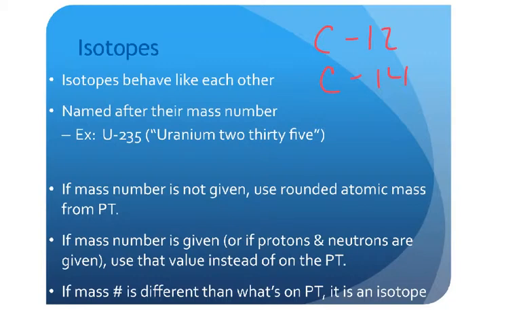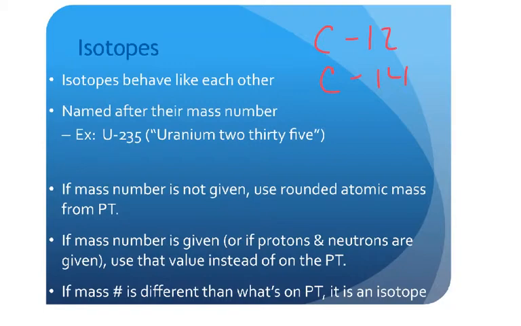Now, when it comes to actually calculating the number of neutrons that a particular atom has, we need to keep these points in mind. If the mass number is not given in the problem, such as it was in our first 2 examples of silver and chromium, we will use the rounded atomic mass that's given from the periodic table. However, if the mass number is given, or if the problem is giving you number of protons and neutrons, like our last example did, we need to use that value instead of the periodic table. Once you do this, if you notice the mass number is different than what's on the periodic table, that's how you know you're dealing with an isotope.